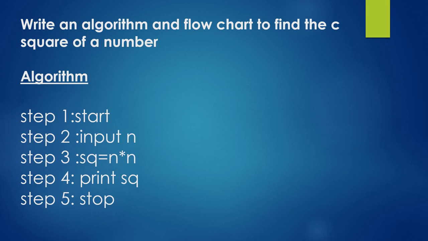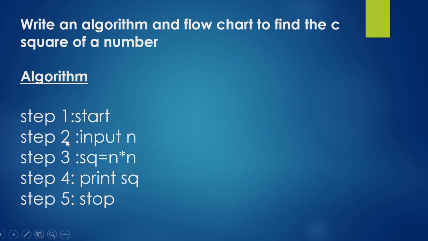For example, we can consider one example. Write an algorithm to find the square of a number. See how to write this. What is the square of 3? 3 square is equal to 3 into 3, that is 9. 4 square is equal to 4 into 4, that is 16. 5 square means 5 into 5, that is 25. Then for finding the square of a number, step 1, start.